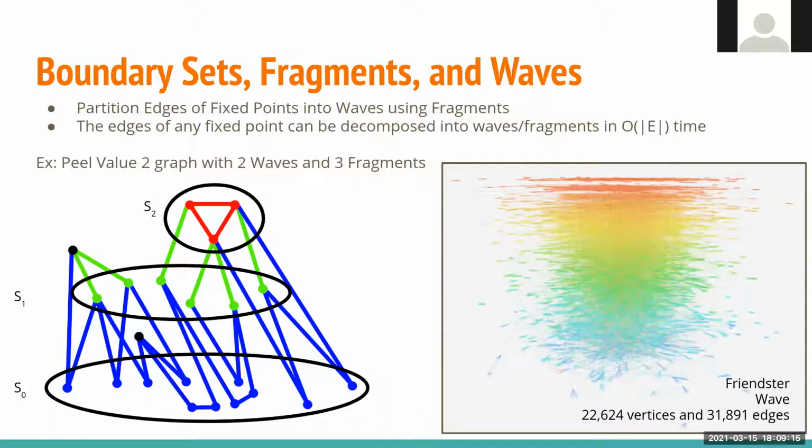We repeat the process until there are no remaining vertices, or the remaining vertices have degree greater than or equal to k. All the edges removed so far are labeled as the first wave. We start again with a seed set of degree equal to k, and repeat the process until the fixed point is empty. In the example on the left, the blue and green edge fragments make up the first wave of a fixed point of minimum degree 2, and the red edge fragment makes up the second wave. The picture on the right shows a collection of 19 fragments colored blue to red from a wave in the Friendster social network.